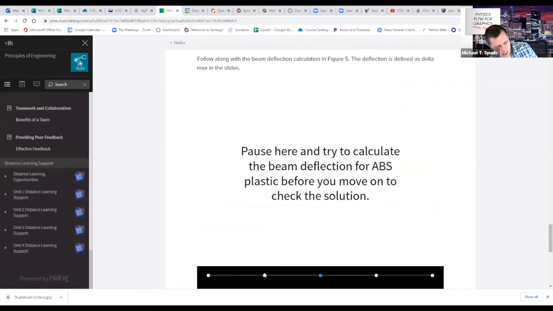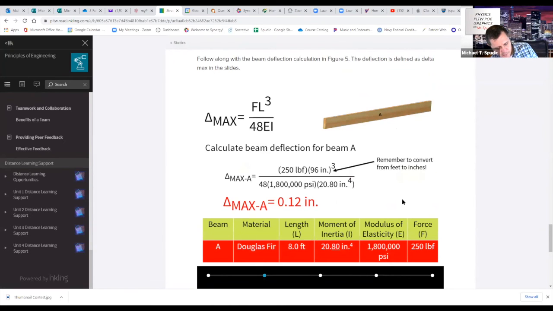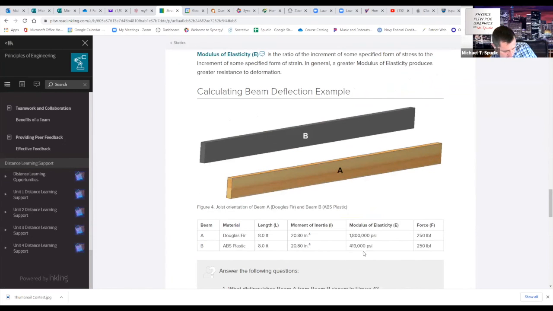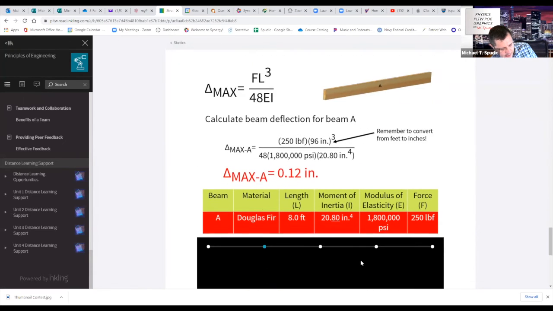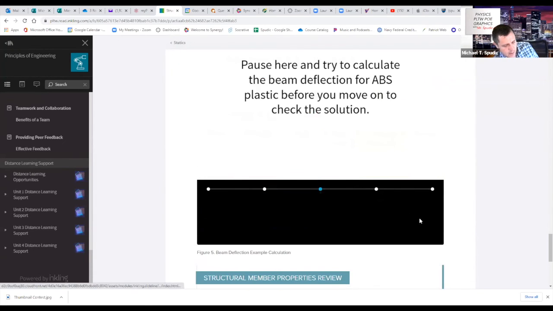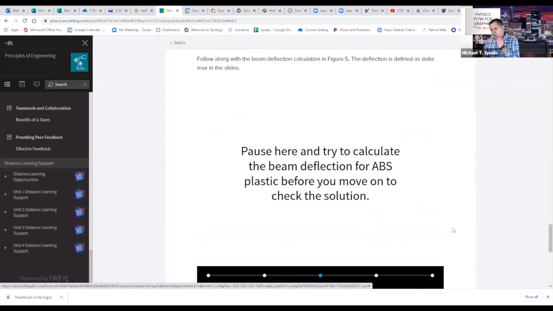So how about this? That is a calculation we did for the Douglas fir, using the same length and moment of inertia. You're given 2, that's where we got the moment of inertia. Go ahead and calculate the delta max. I'm going to mute myself. Everybody do that calculation. Try it out and see what you get for the max deflection of the plastic. Go for it. And I'm going to stop sharing.